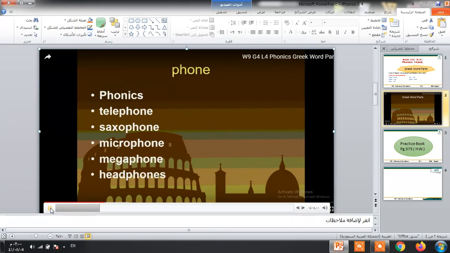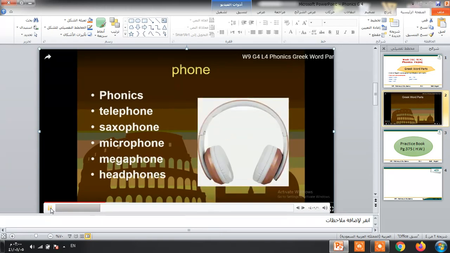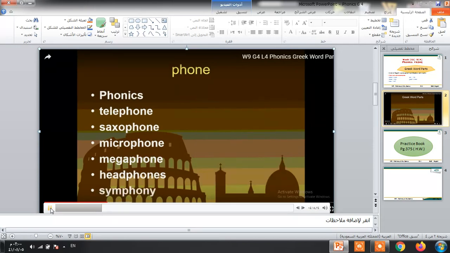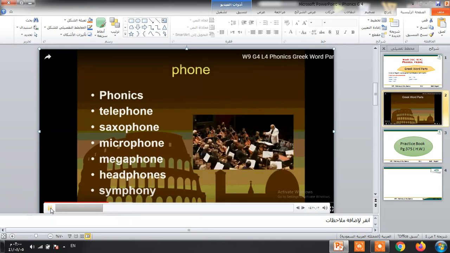Next word is headphones. Headphones can be small or big or wireless, but we put them in our ears, on our heads, to hear sounds. Last word is symphony. Symphony or orchestra is a group of musicians using musical instruments together to make musical sounds. Like Beethoven and Mozart, all of these are musicians who conducted symphonies.